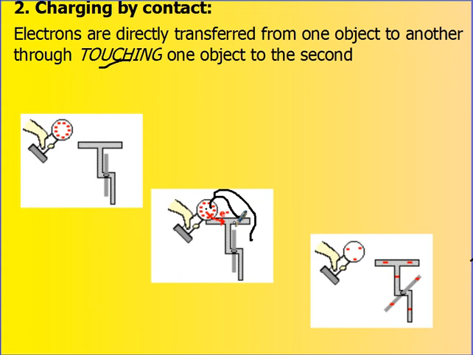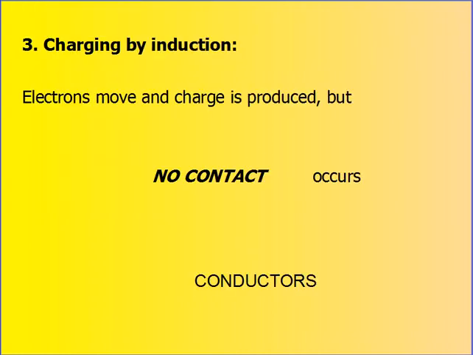Now, if this material was an insulator instead, I might have to touch it in several different places to get the charge even. Because remember, an insulator is not going to want to transfer charge easily, so it's not going to move.